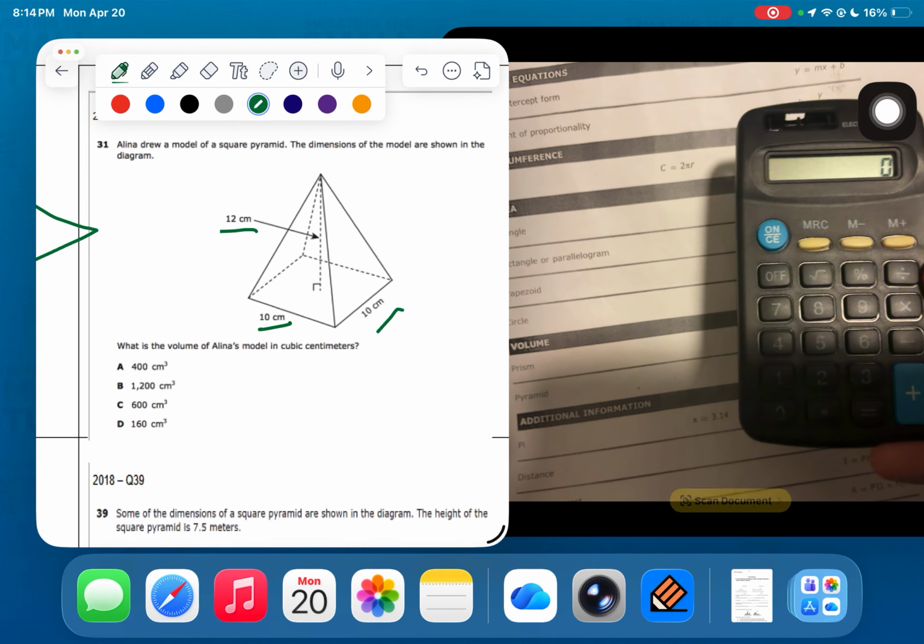So then now I have my 3 numbers. I'm gonna multiply them and divide by 3. Now, I'm just gonna do this one with you because I want you to see what happens when I don't divide by 3.